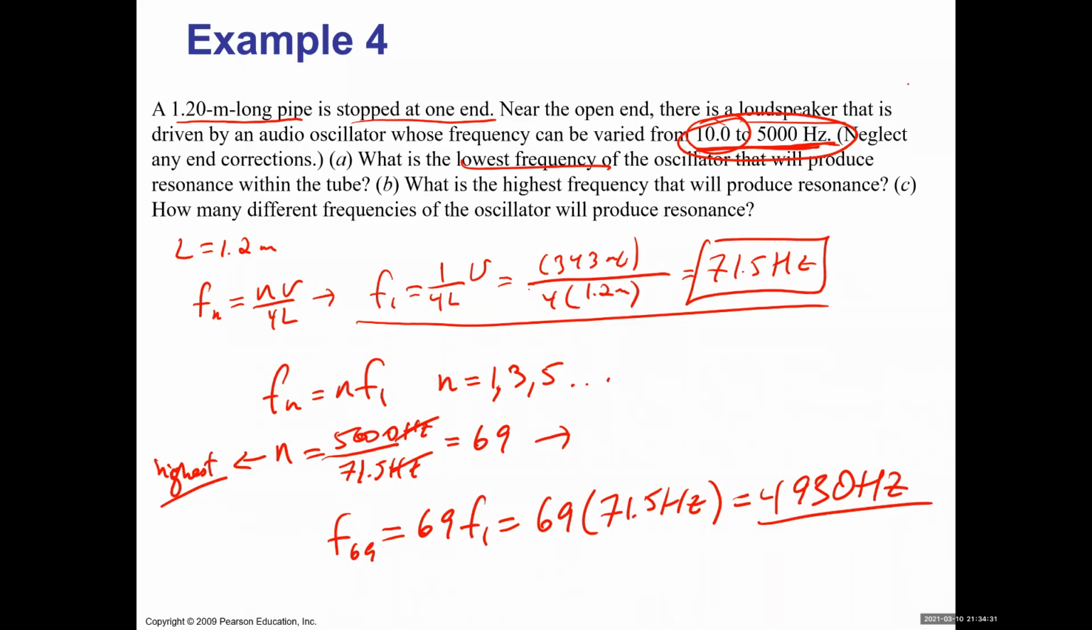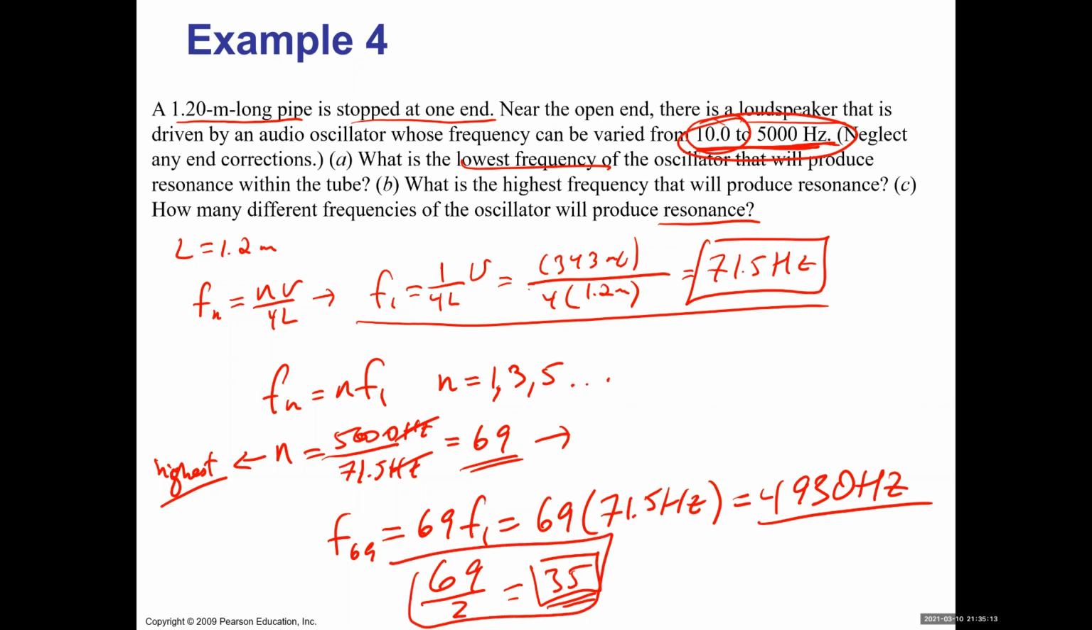Part C is asking how many different frequencies of the oscillator will produce a resonance. Remember, 69 is basically our odd harmonics. When you calculate this, these are the odd harmonics, higher than the fundamental frequency. So we just divide this by 2, roughly, to get 35 as the number of allowed resonance frequencies. That's the total number of resonance frequencies if you divide 69 by 2.